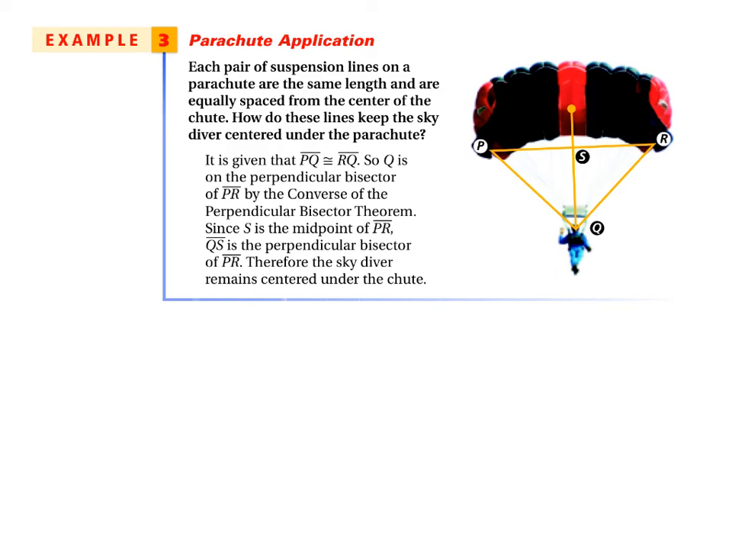Here's your answer. It is given that segment PQ and segment RQ are congruent. Therefore, Q is on the perpendicular bisector of PR, by the converse of the perpendicular bisector theorem. Because this side right here and this side right here are congruent, we know that it bisects it. It's the perpendicular bisector. So since S is the midpoint, we can say that segment QS is the perpendicular bisector of PR, therefore the diver remains centered under the chute.